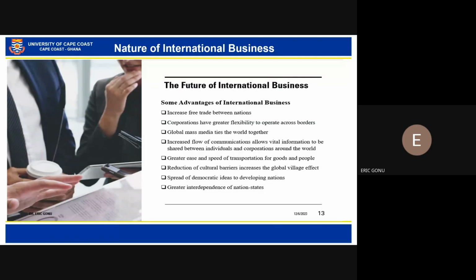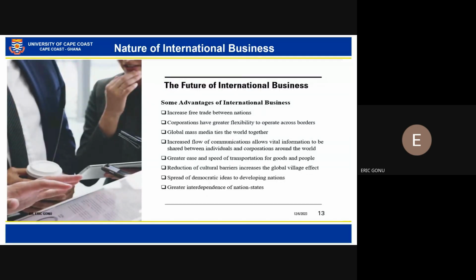They have increased the flow of communication, which allows vital information to be shared between individuals and corporations around the world. Now, at the click of a button online, if you see an item from a particular company, you can find out more about the product, and instant information is given to you. And all these things are helping the future of international business. There's greater ease and speed of transporting goods. I spoke about that. Then there's reduction of cultural barriers. It's key, which is increasing global village service.